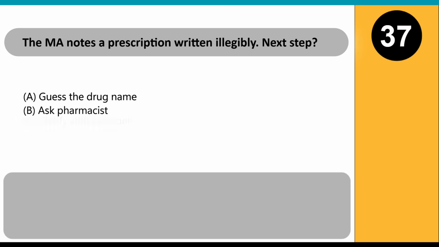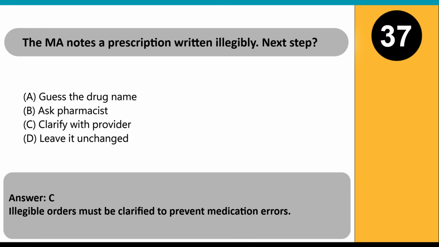The MA notes a prescription written illegibly. Next step: A. Guess the drug name. B. Ask pharmacist. C. Clarify with provider. D. Leave it unchanged. Answer: C. Illegible orders must be clarified to prevent medication errors.